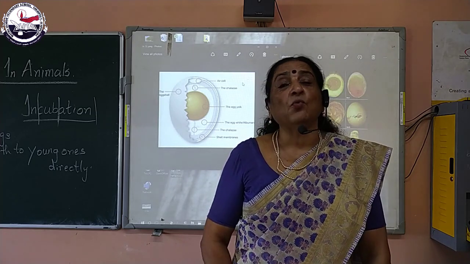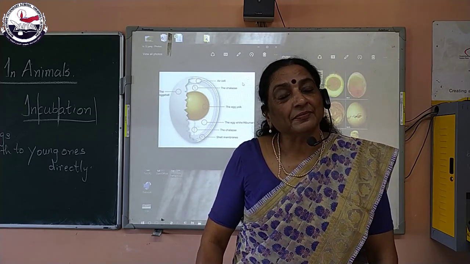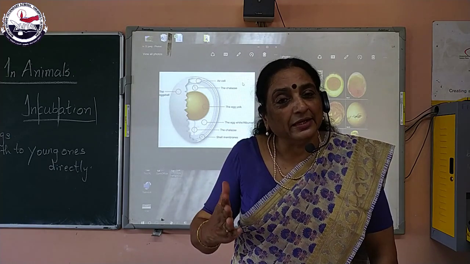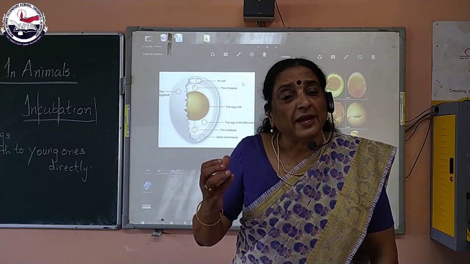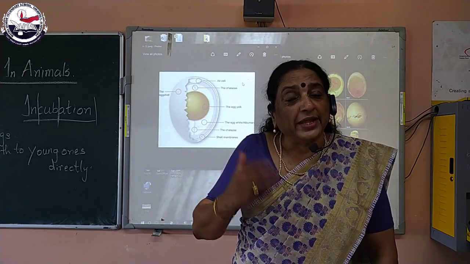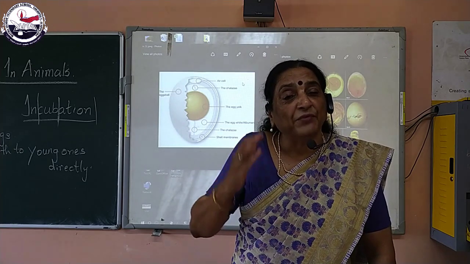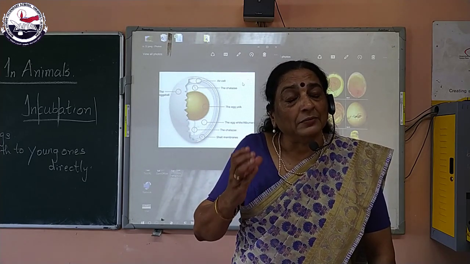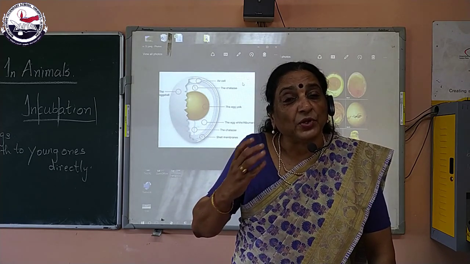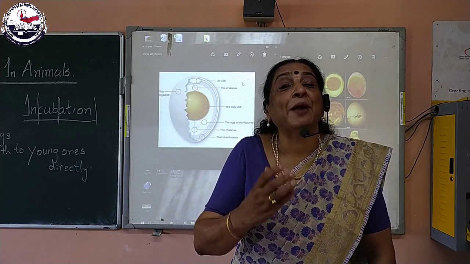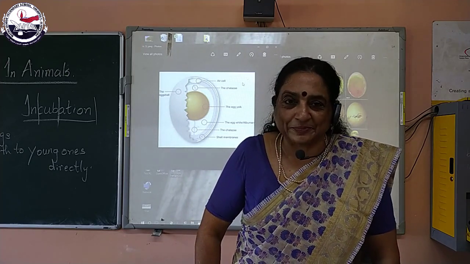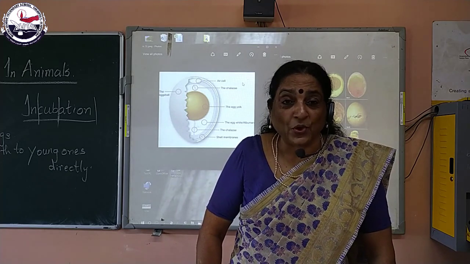So what is the use of this yolk? At the early stage, the chick is growing inside the egg, so it has to grow. The young one has to grow. So from where does the young chick get its food? The early stage of the embryo gets the food from the yolk. That is the function of the yolk. I hope you got it now.